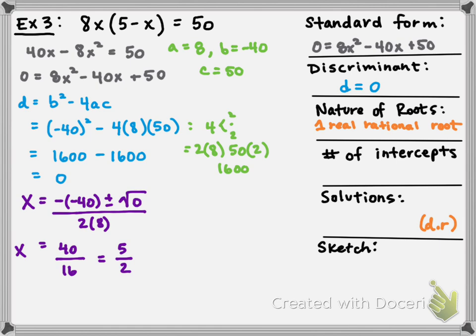So my solution to this problem is one x value, which is my goal, nature of the roots, one real rational root, where my solution is 5/2, and I know that it's a double root, so I'm going to scoot that over.